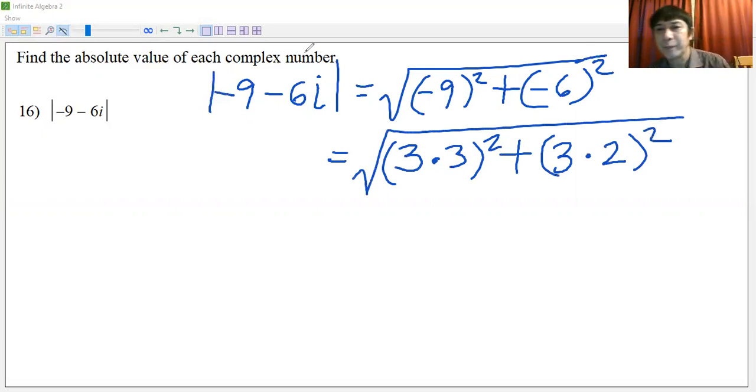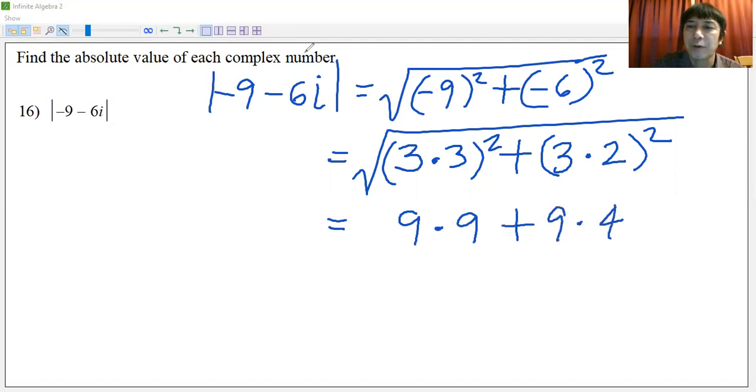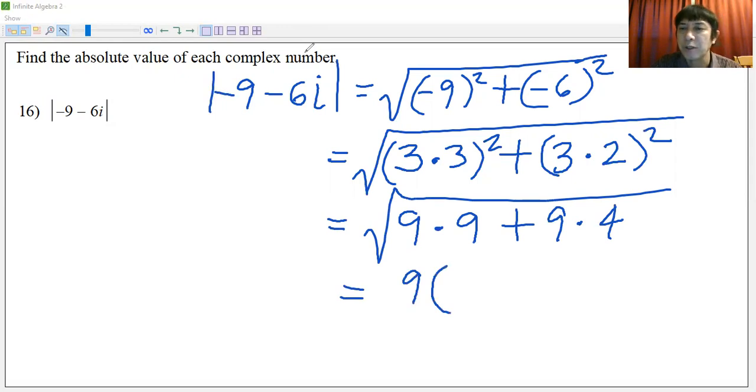Now, we have a common number. Always think of that common number. For this example, it's the 3. So when we square these numbers, we will have 9 times 9 and 9 times 4. And now we have a common factor 9, which can be factored out. What remains inside will be 9 added to 4, like that.